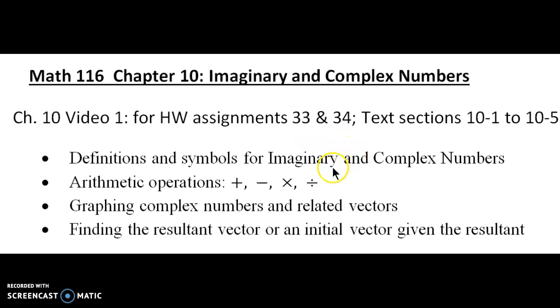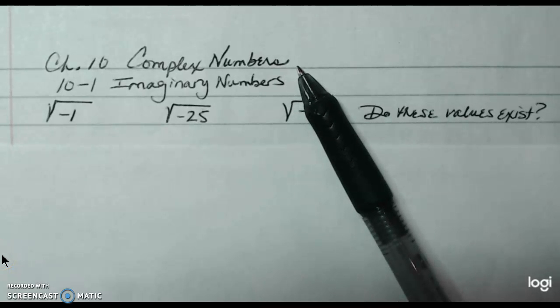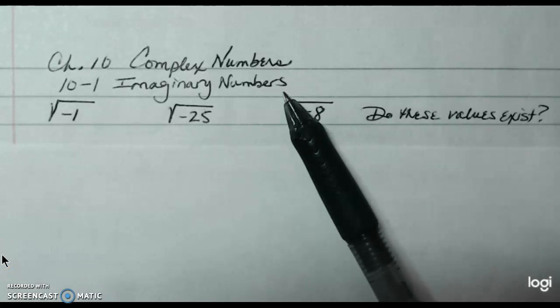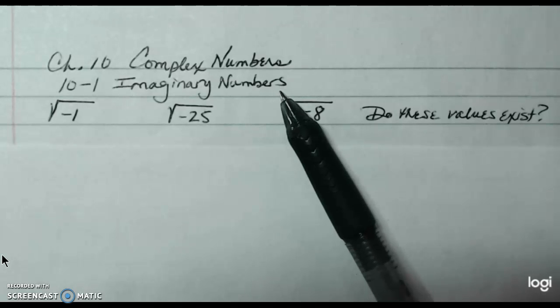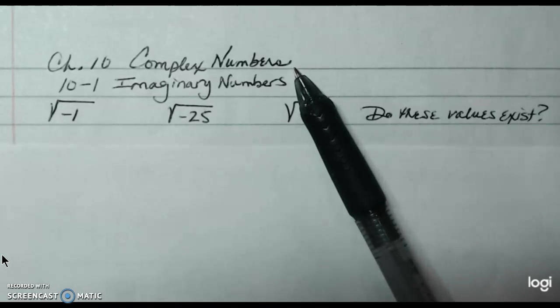We're going to cover the definition and symbols for imaginary and complex numbers, arithmetic operations, graphing complex numbers and vectors, and finding resultant vectors or the add-in vector that you might need. We're going to first start with the definition of complex numbers, specifically what are imaginary numbers. Now, imaginary numbers are a subset of complex numbers.